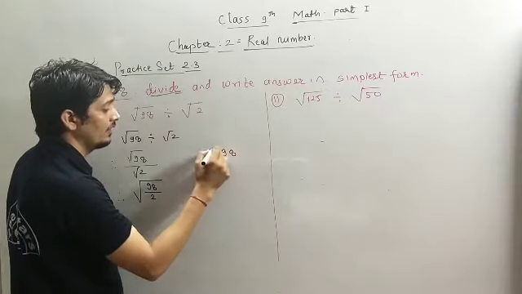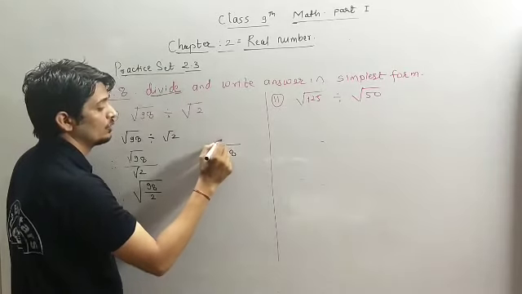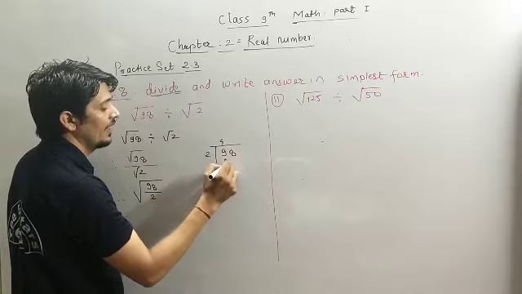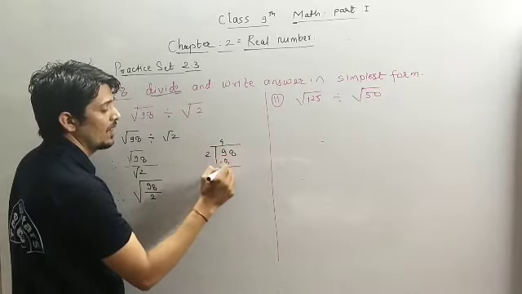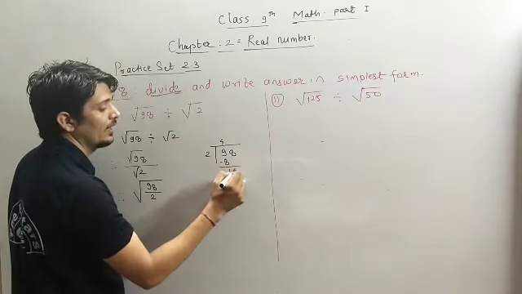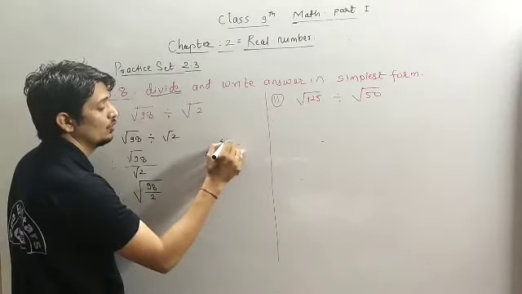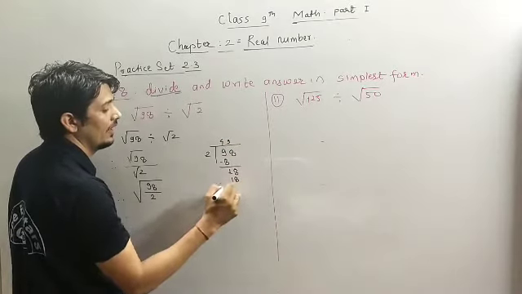So 98 divided by 2. So 2 4s are 8. Subtracting 8, 1 will remain and we bring down the 8. So 2 9s are 18.